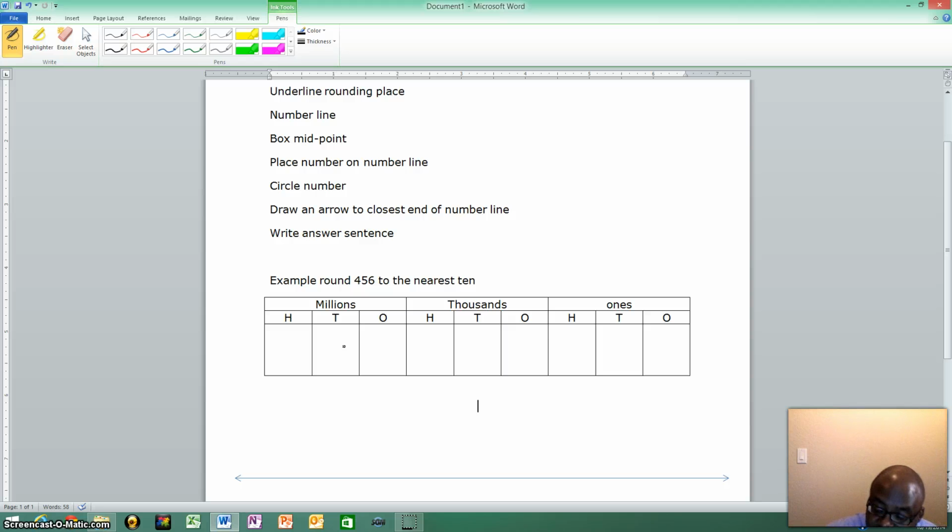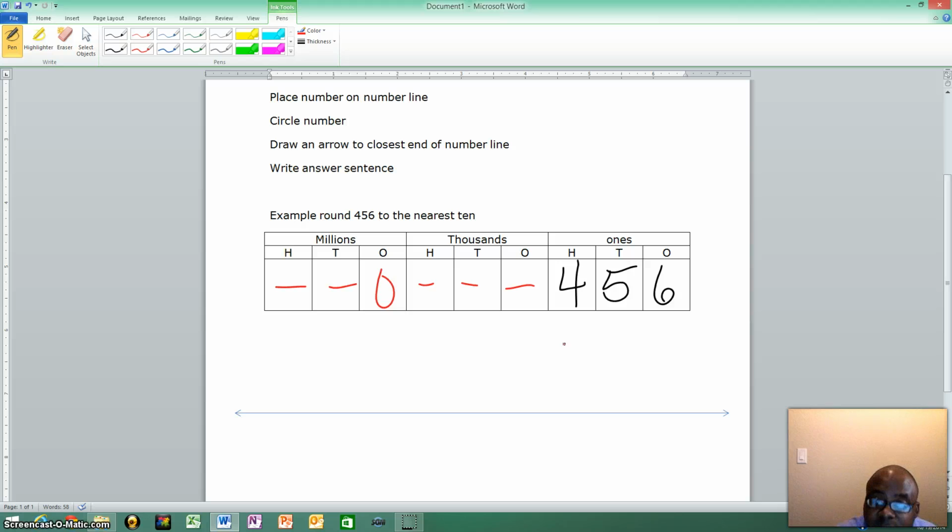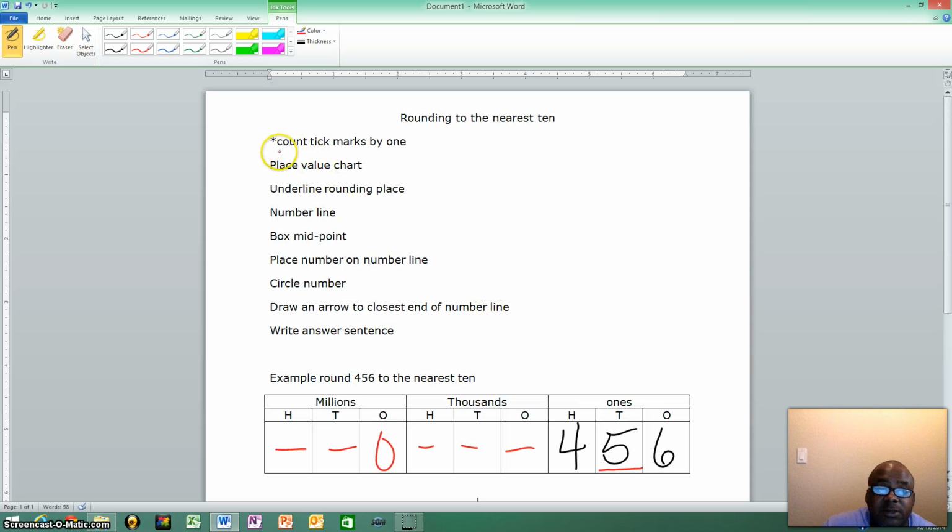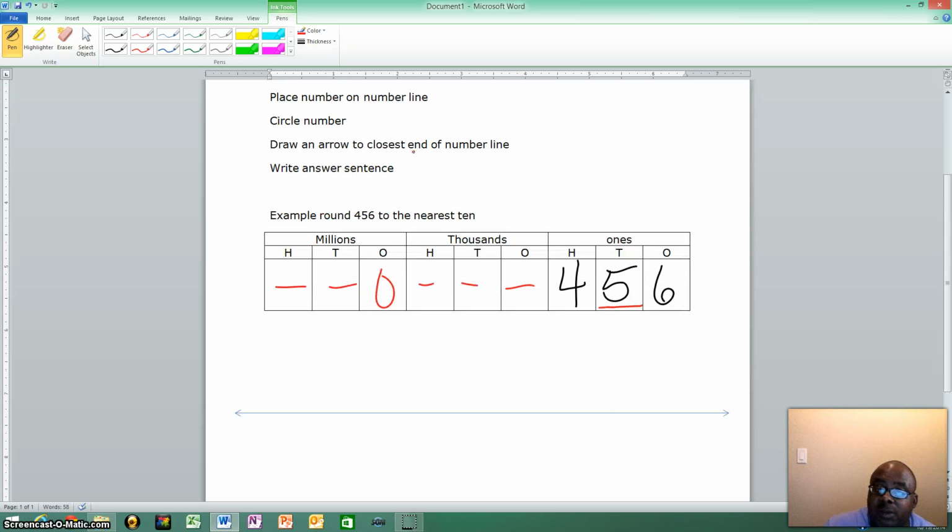So first things first. I know y'all are saying that I have a big place value chart. Yes, but I always make a place value chart, and if I don't use these spaces, I just don't put anything there. I can put zeros there, I can put slash marks to let me know that there are no numbers there. So I'm going to underline my rounding place, which is the 10 place. And look right here at this key point, that I have to count my tick marks by 1.